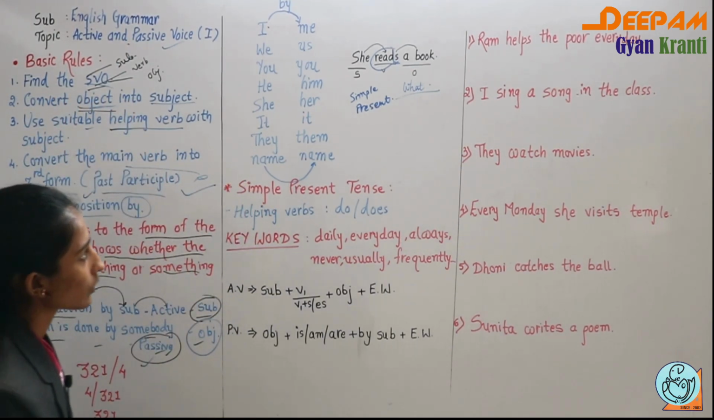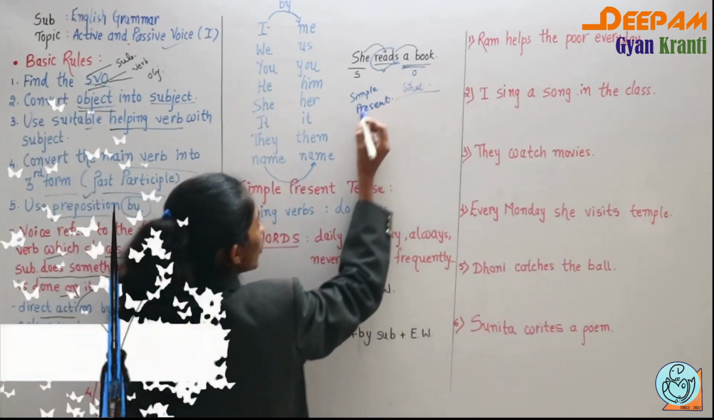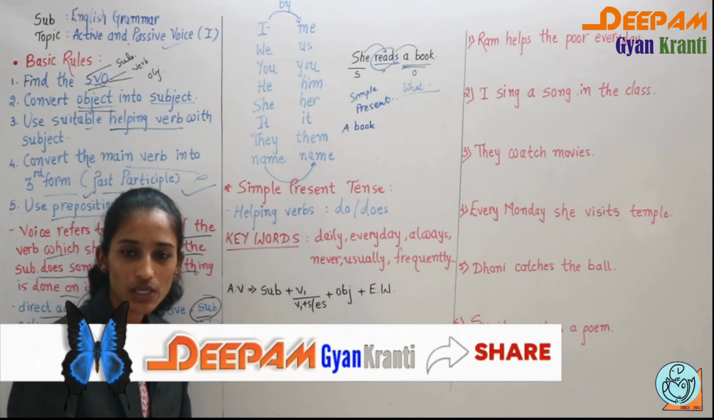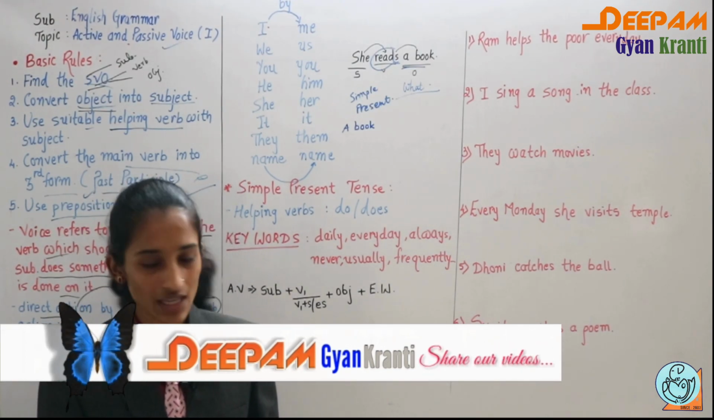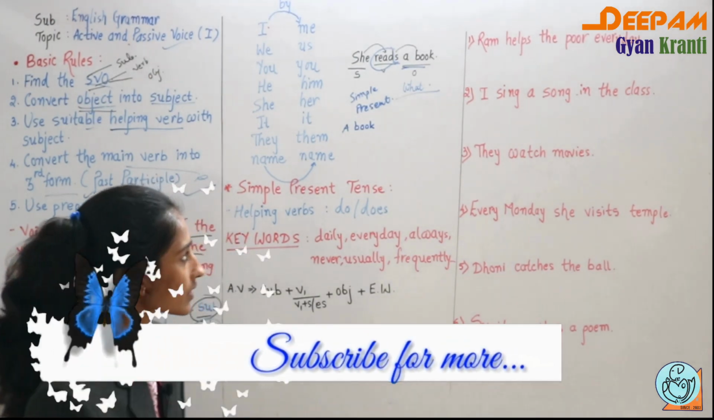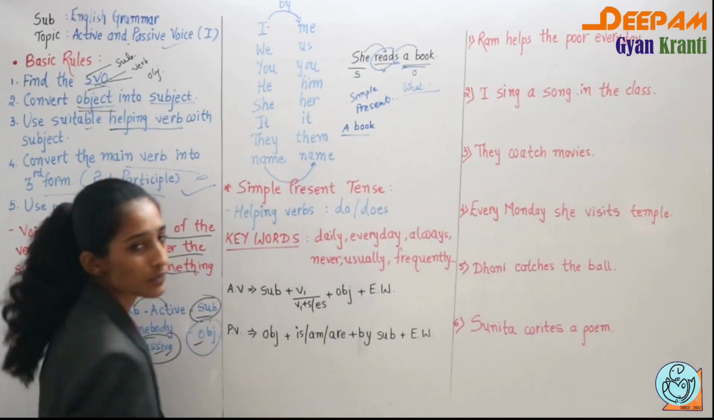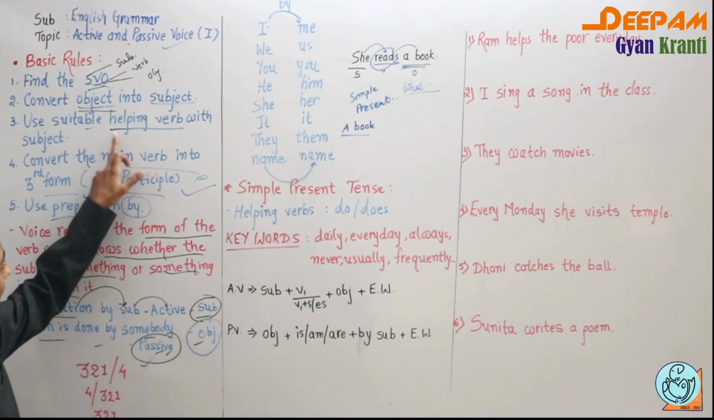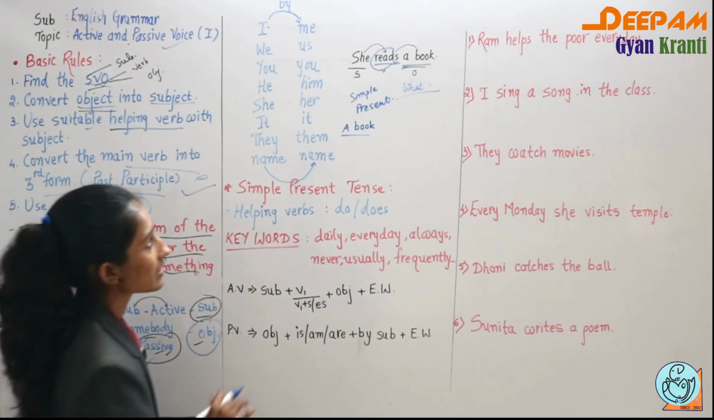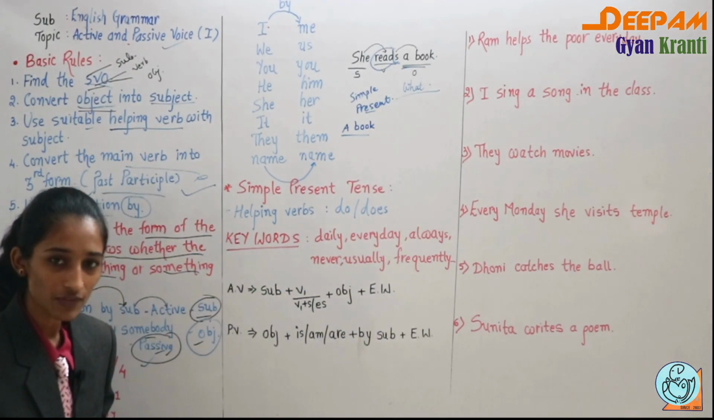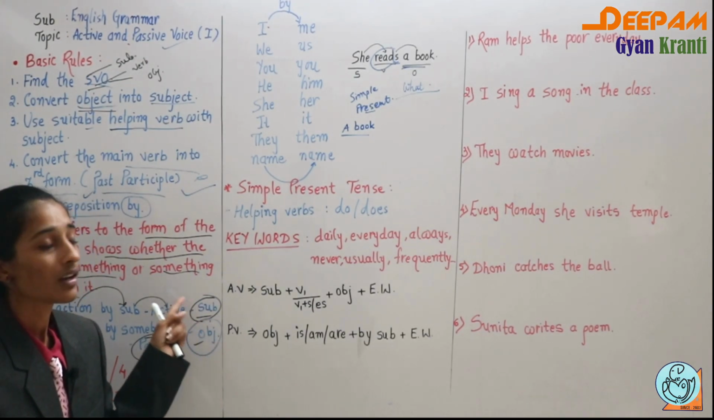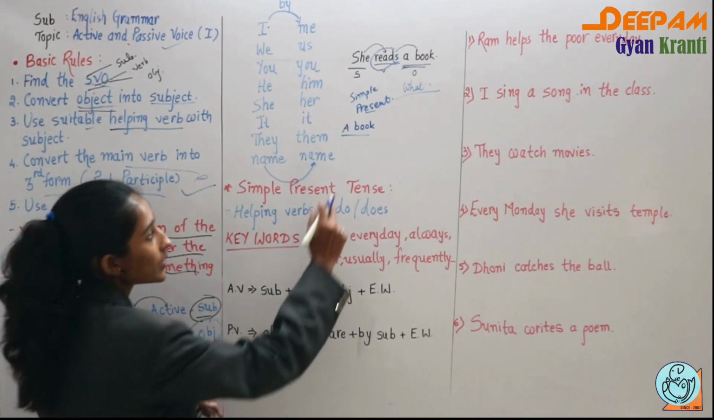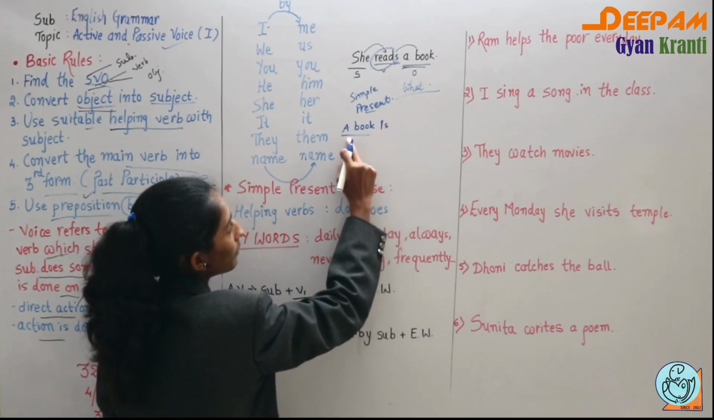Then convert the object into the subject. So what is the object here? A book is the object, so I have to change a book into the subject, because you know very well that the subject always comes first in the beginning of the sentence. Sometimes a determiner, then the subject comes after. So a book is the object, and I have to change it into the subject. Then use a suitable helping verb with the subject. Reads is simple present tense, and if you want to convert the simple present tense into passive voice, you have to use the helping verbs is, am, are. With a book comes is, so a book is.